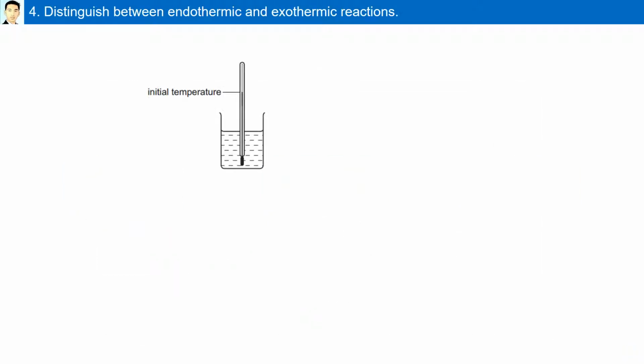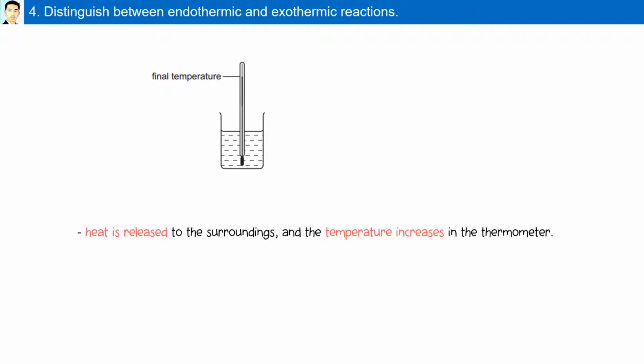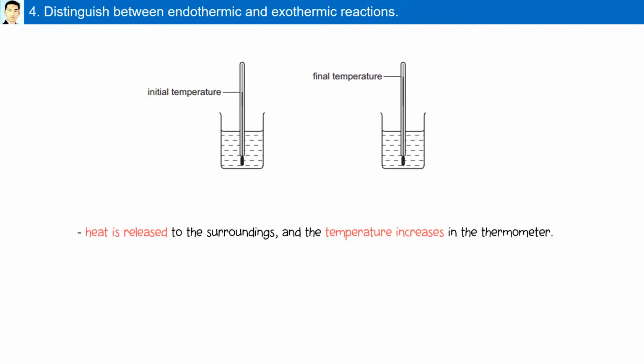How can we distinguish between endothermic and exothermic reactions? Here we have a sample with an initial temperature, and after a reaction, the temperature increased. Heat was released to the surroundings, and that causes the temperature in the thermometer to increase. This is known as an exothermic reaction. The liquid solution released heat to the environment, the surroundings. The thermometer absorbed it and its temperature increased.